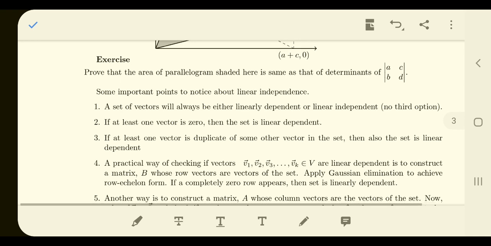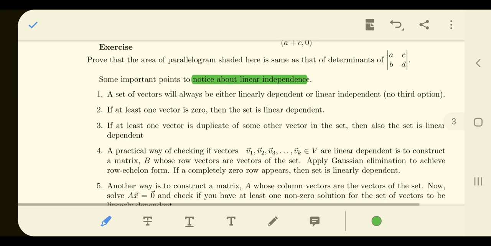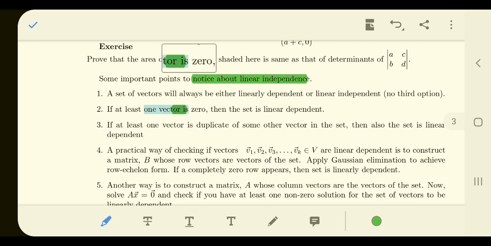So these are some important points about linear independence or dependence of vectors. Let's just see them. The first one is, a set of vectors will always be linearly dependent or linearly independent. There cannot be any other option. And if one vector is zero, then the set is called linearly dependent. Another one is, if you find a duplicate of a vector, if two vectors are duplicates of each other, definitely the set is linearly dependent.